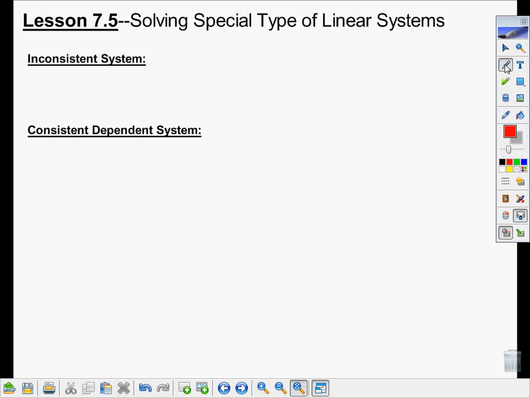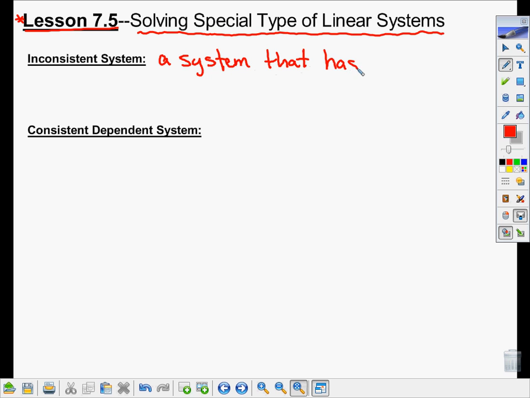Please write down: lesson 7.5 is about solving special types of linear systems. The first thing we want to do is define what an inconsistent system is. An inconsistent system is a system of linear equations that has no solution. We'll add some more notes below that, so give yourself a little room to write some extra there.